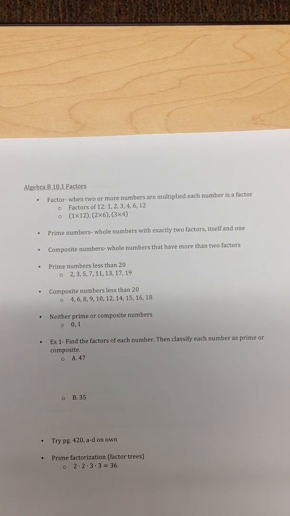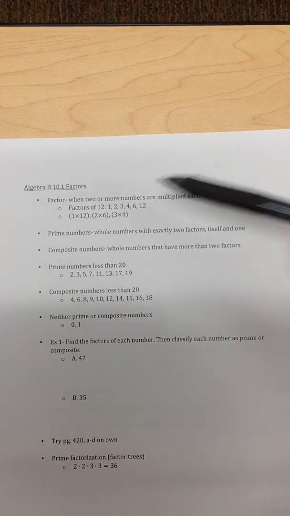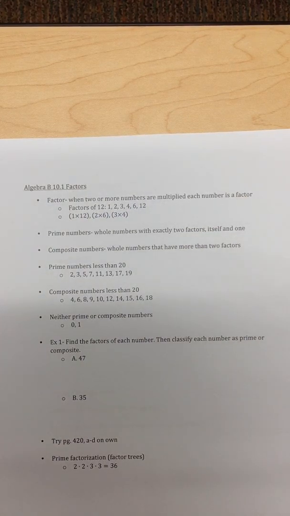This section is 10.1 factors. Okay, so a factor is basically when two or more numbers are multiplied, each number is called a factor. So like here, our factors of 12 would be things that we could multiply together to be 12. So like 1 times 12 is 12, 2 times 6, and 3 times 4.